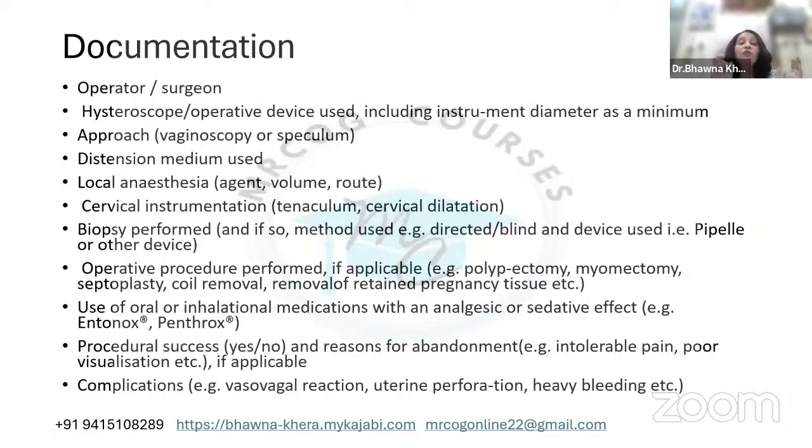So first, starting with who was the surgeon, who was the operator, what diameter of the hysteroscope was used, what was the approach, the distension media used, local anesthesia used, the agent, volume, and the route, the cervical instrumentation, biopsy performed, and if so, method used, operative procedure performed, if applicable, use of oral or inhalational medications with analgesic or sedative effect, procedural success and reasons for abandonment, and complications, if any, should be mentioned there.